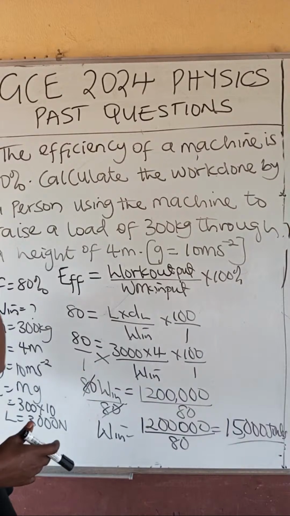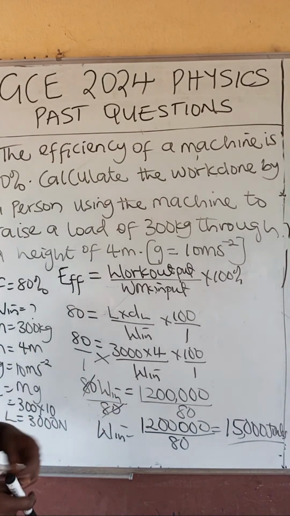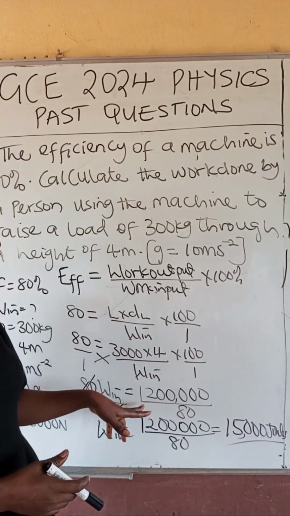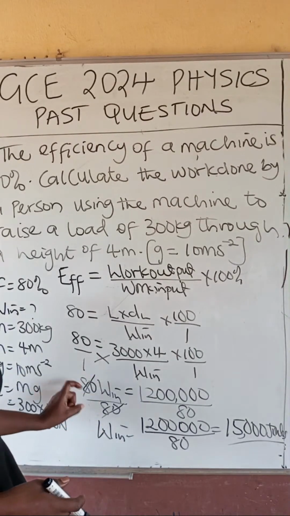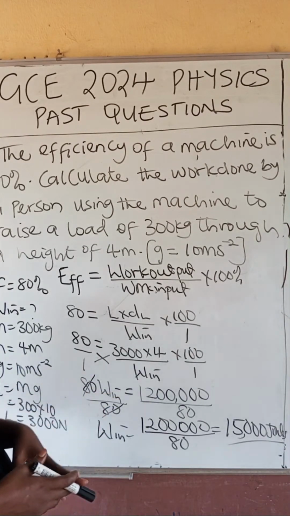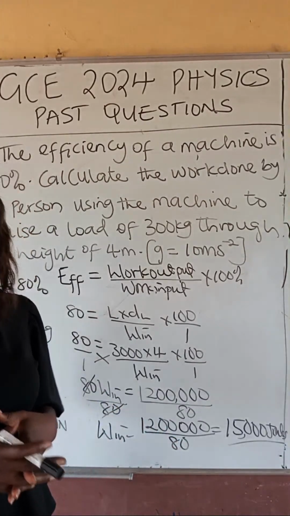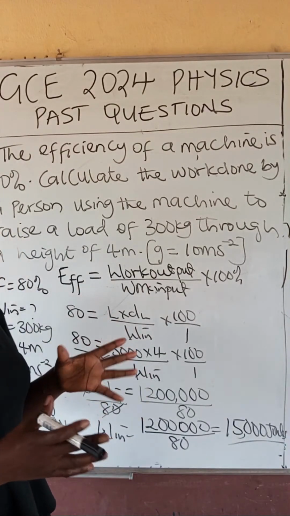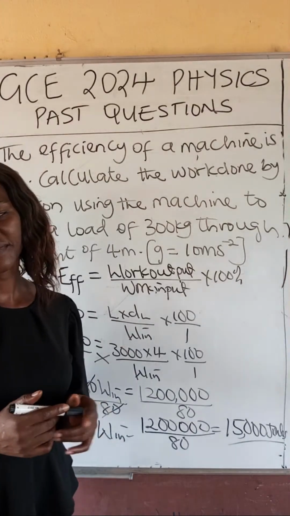If I cross multiply, I'm saying 80 multiplied by this, I have 80 work input. Then multiply the whole of the numerator to get 1,200,000 joules, right? Then I divide both sides by the coefficient of work input, which is 80, and my answer gave me what? 15,000 joules. Is that clear? And this is how you can solve problems under this type of questions on machines, right? Okay.